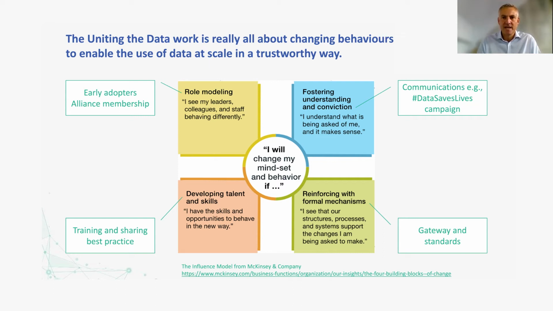You see on the slide here a model for this, which is drawn from work McKinsey and Company have done on adult learning principles, and really understand what it takes to make people do things in a different way and understand why they're doing it in a different way. And we're trying to cover off all of those things because as HDR UK, we don't actually own or control any of this data. It's very much about working through others, influencing others, whether that's through the Gateway as a system, through standards to establish the best practices, through our community work, having early adopters, or through training and sharing best practice.